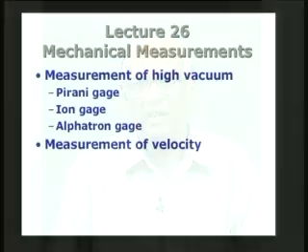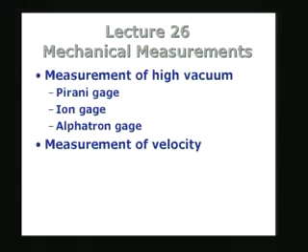So, today I will continue with the measurement of vacuum. We are going to look at the measurement of higher vacuum than what we did last time, high vacuum. The three gauges I am going to talk about are the Pirani gauge, the ion gauge and the Alphatron gauge. These are the three gauges I am going to quickly go through.